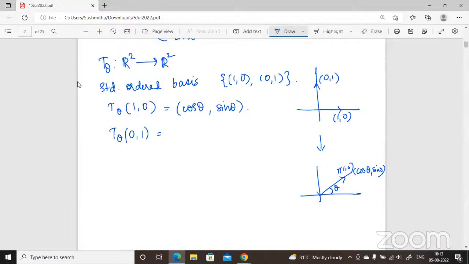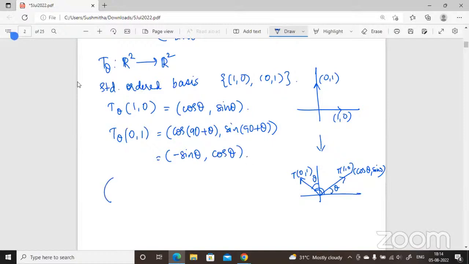0, 1 also gets rotated by an angle theta. So the original vector is here, and this is the resulting vector. So this angle has to be theta. That is nothing but cos of 90 plus theta, comma, sin of 90 plus theta. This is how we write any coordinate: the angle is taken with the positive x-axis. So this is 90 degrees plus this angle theta. So cos of 90 plus theta is minus sin theta, and sin of 90 plus theta is cos theta.